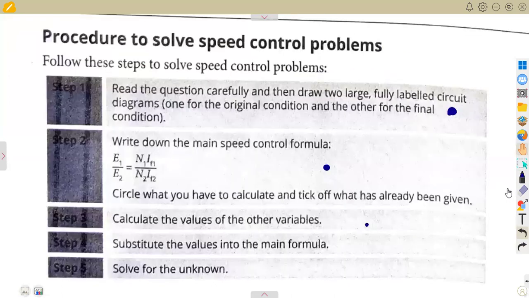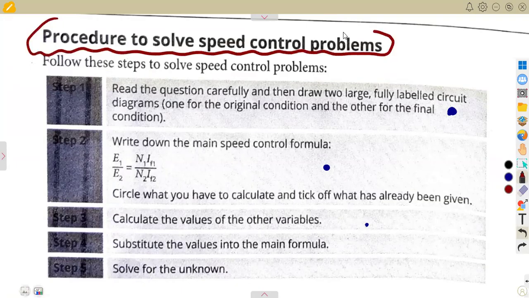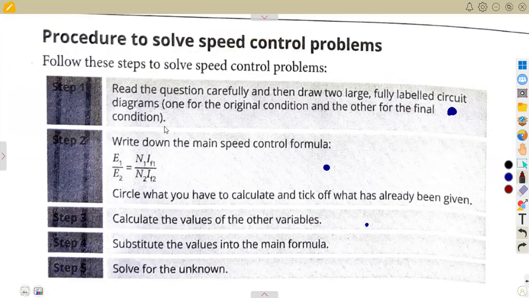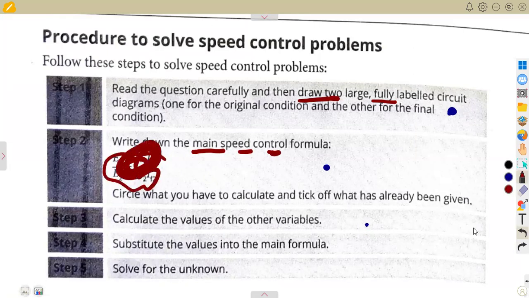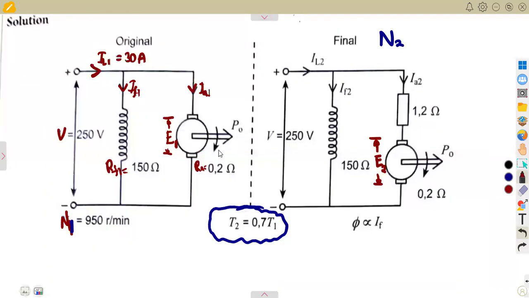All right. I want us to go back here. The procedure to solve speed control problems: we saw that you're going to need the diagrams as we have there. Read the question carefully. Then you draw your two large, fully labeled circuit diagrams, because there is original and final, so there are supposed to be two diagrams. Write down the main speed control formula, which is the one that we are going to use to find what is to be calculated.